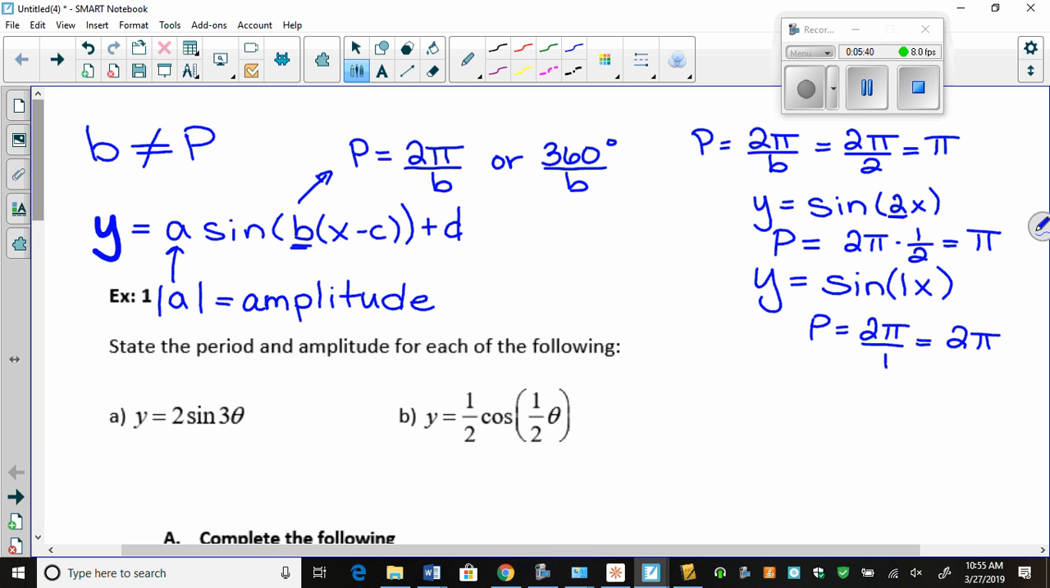So please don't go to your equation, pick the B off, and say that's the period. It is not. B and period, not the same thing. Okay? So when the test comes and you do that, I am going to remind you that that is not cool. So don't do that. Be right, not wrong. Okay?